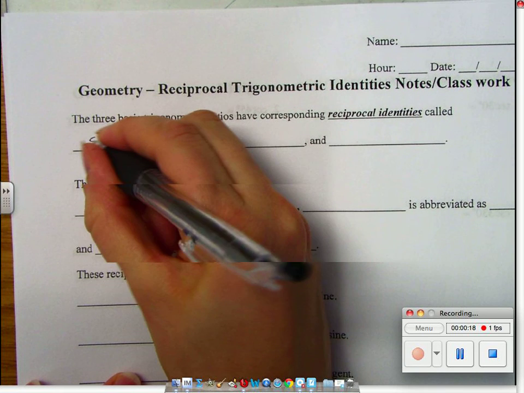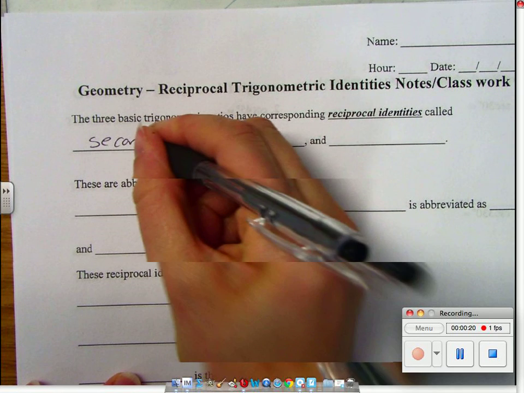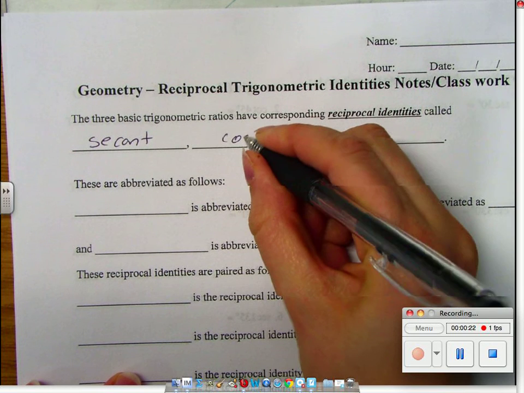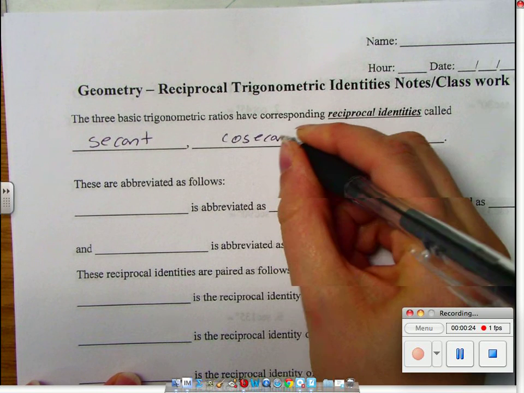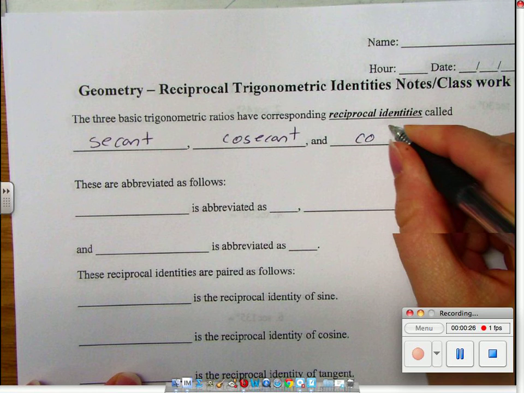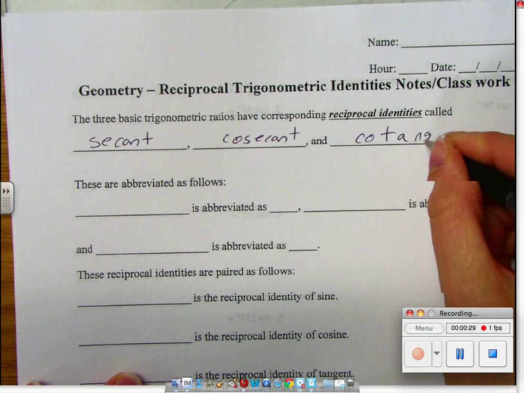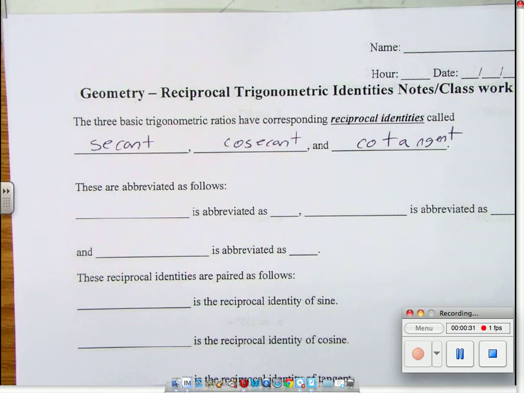We're talking about secant, cosecant, and cotangent. Okay? Cosecant, secant, cotangent. All right.